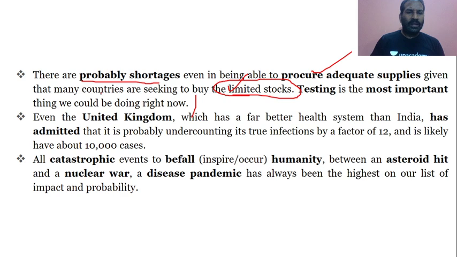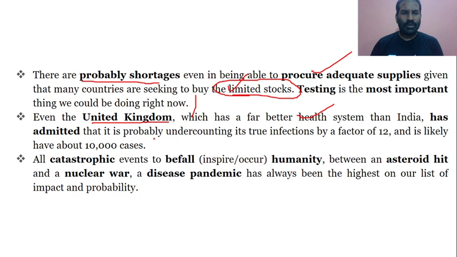And the United Kingdom, which has a better health system than India, has admitted that the number of infections is truly very low compared to the number of cases they have actually taken up. So we also should go ahead with more testing, because it is very clear that there could be many individuals with symptoms who are unable to get tested because of the lack of testing laboratories.